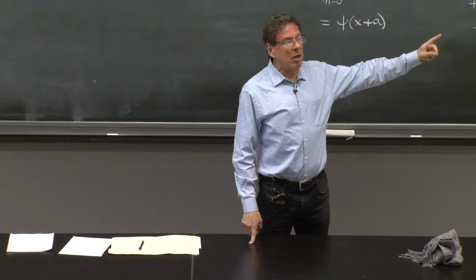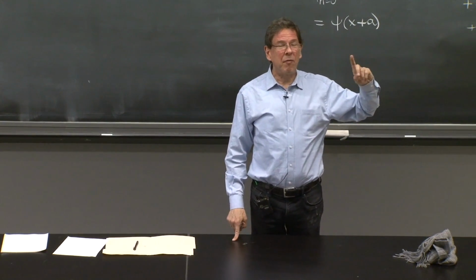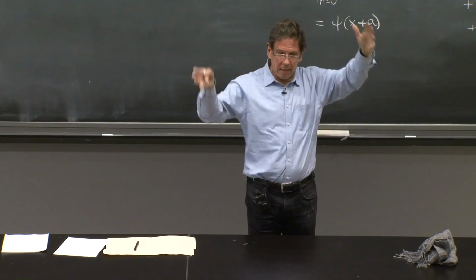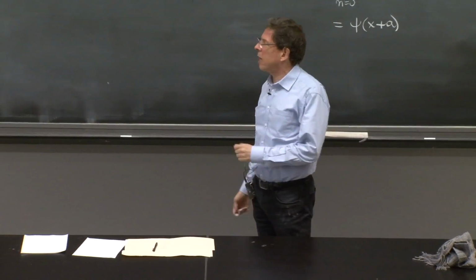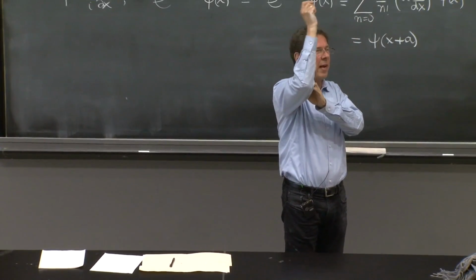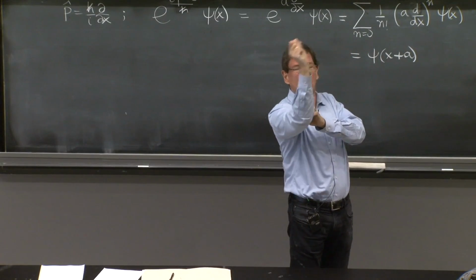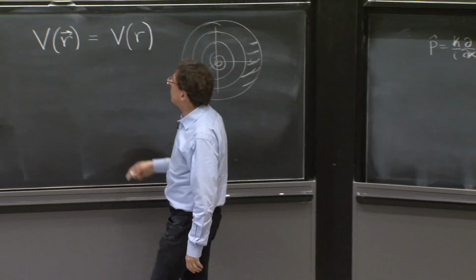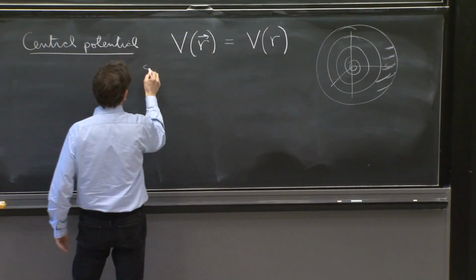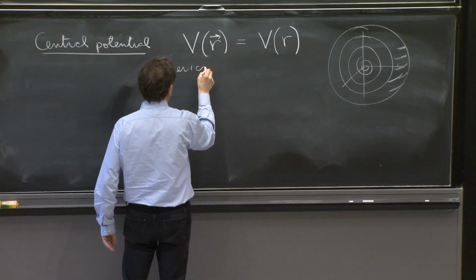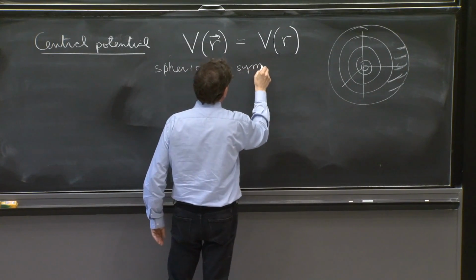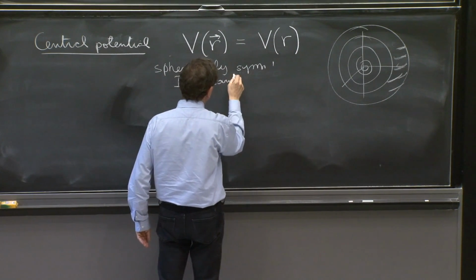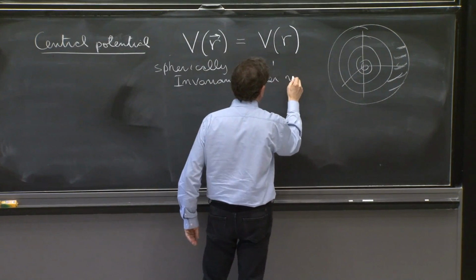And this potential is therefore spherically symmetric. You can rotate the world and the potential still looks the same, because rotations don't change the magnitude of vectors. If you have a vector of some length, you rotate it, it's the same length, and therefore you remain on the sphere. So these central potentials are spherically symmetric. By that we mean they're invariant under rotations.